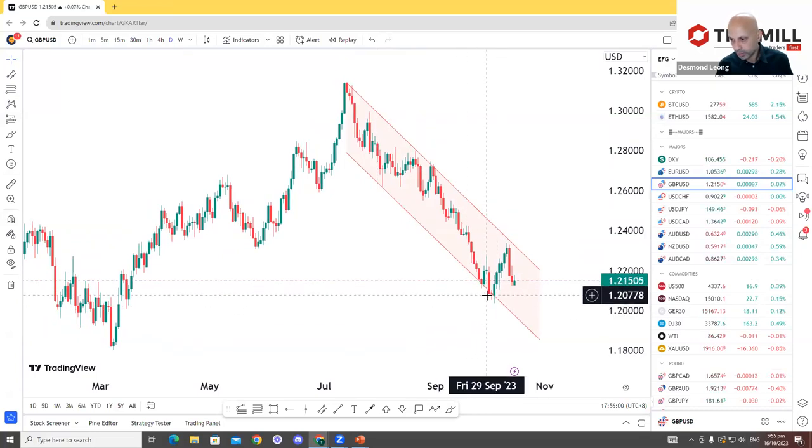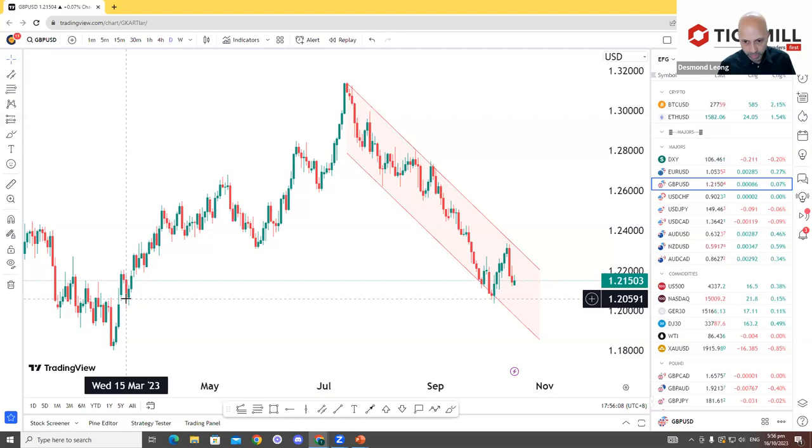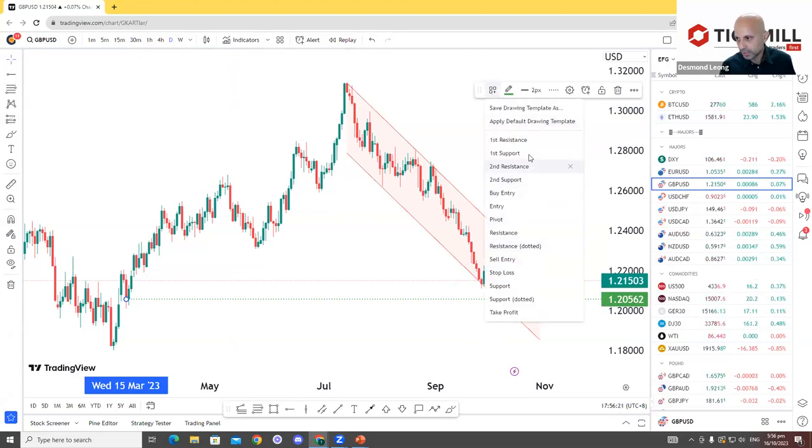Just like the price action of the euro, we see a pretty strong support level at 1.2067, which also aligns quite well with this pullback that took place on 15th of March. So I think the first support level is pretty easy to identify for the pound on the daily time frame. I think we can just use 1.2056 as the first support level.